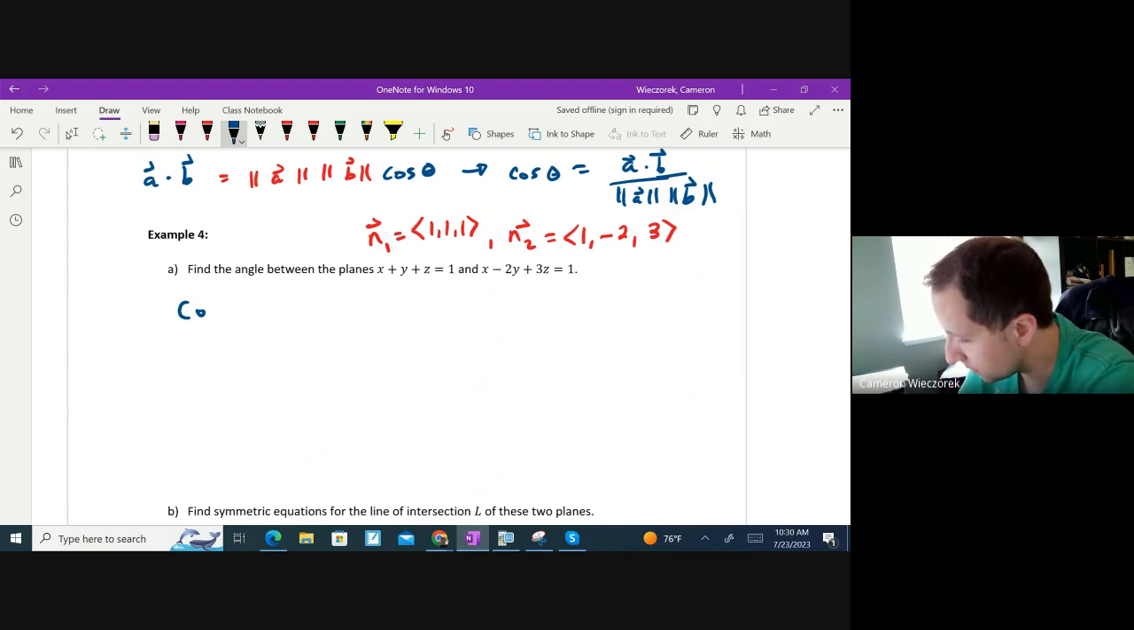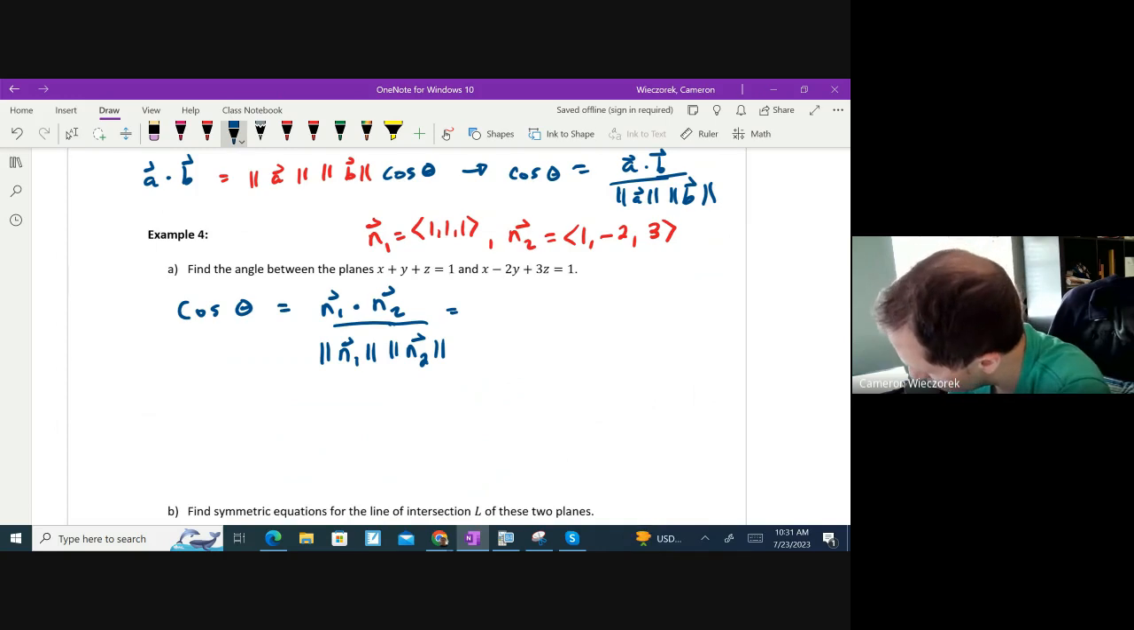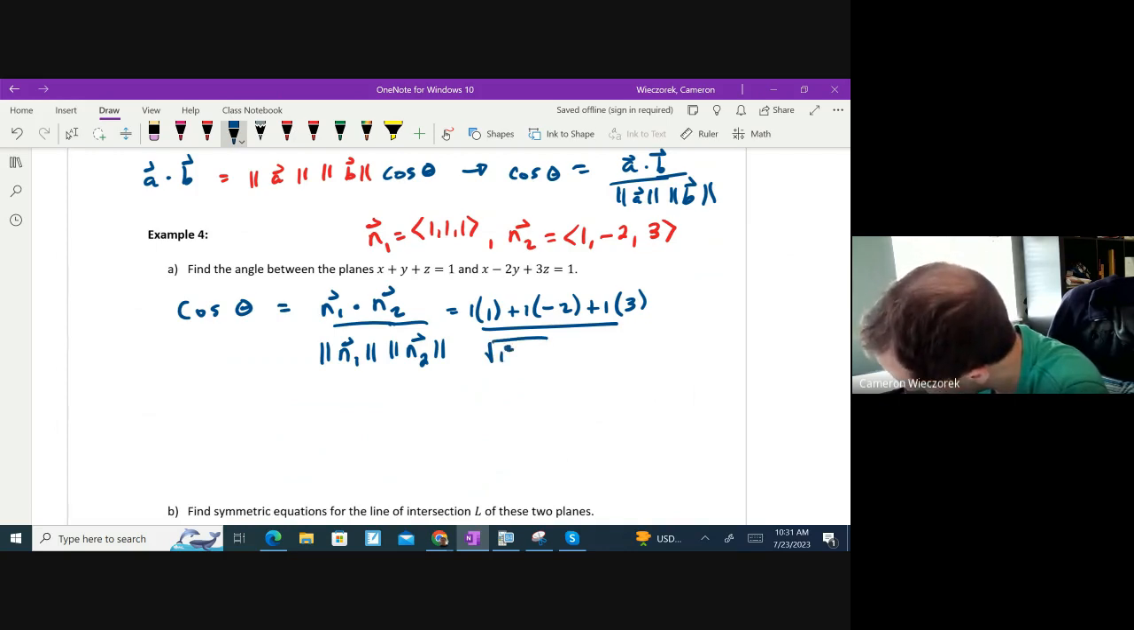So cosine theta, the angle between the planes, is going to be the dot product of the two normal vectors divided by the magnitude of the first normal vector times the magnitude of the second normal vector. Taking the dot product, 1 times 1 plus 1 times -2 plus 1 times 3, divided by the magnitude of the first normal vector, which is the square root of 1 squared plus 1 squared plus 1 squared, times the square root of 1 squared plus -2 squared plus 3 squared.